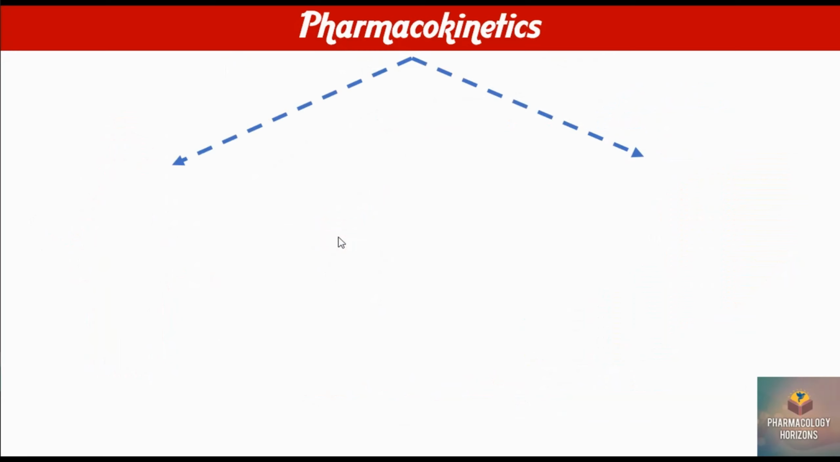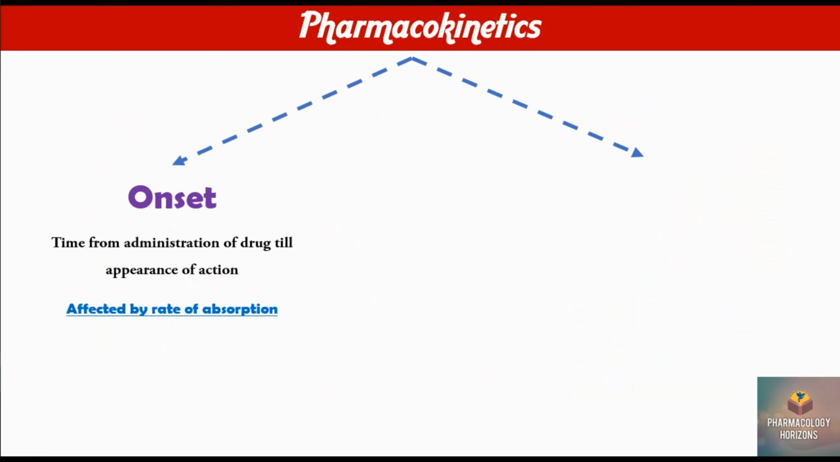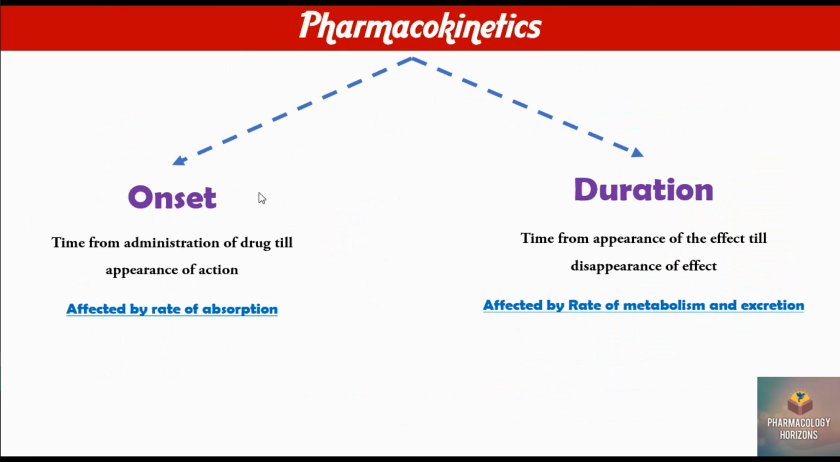So, pharmacokinetics is the study of drug movement throughout the body, and this helps us to know all about drug onset and drug duration. Onset of the drug is the time from administration of the drug till appearance of its action, and it's affected by the rate of absorption.